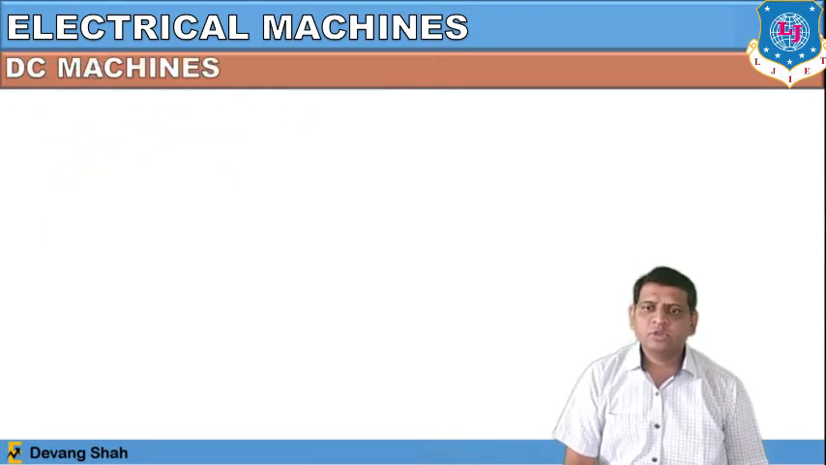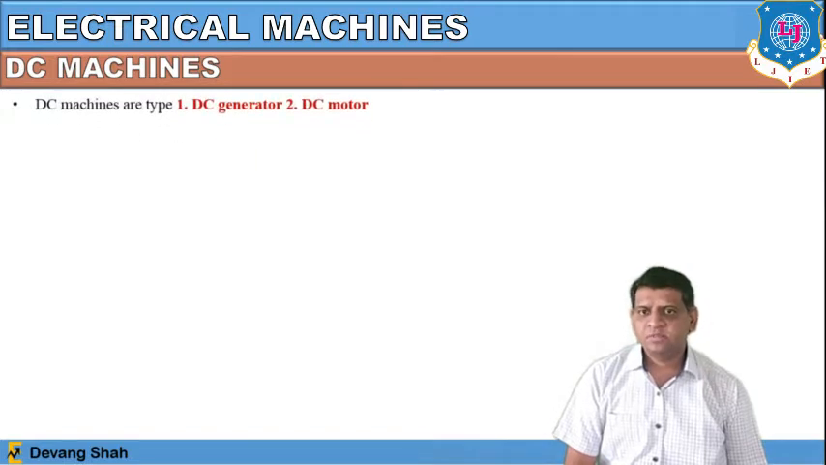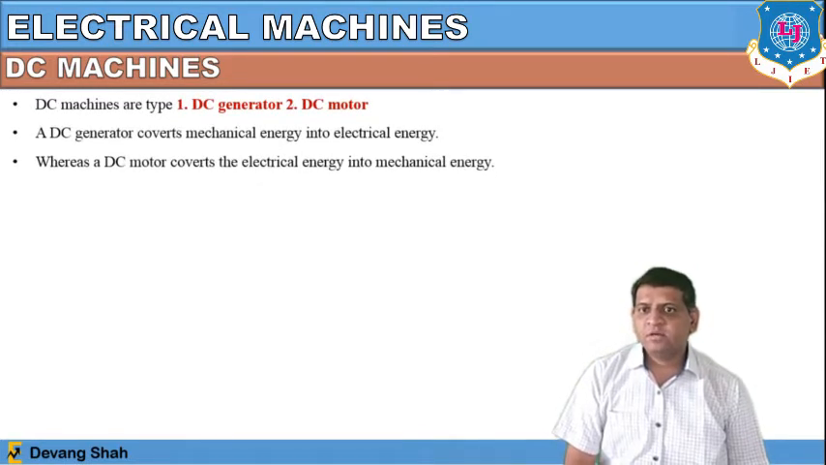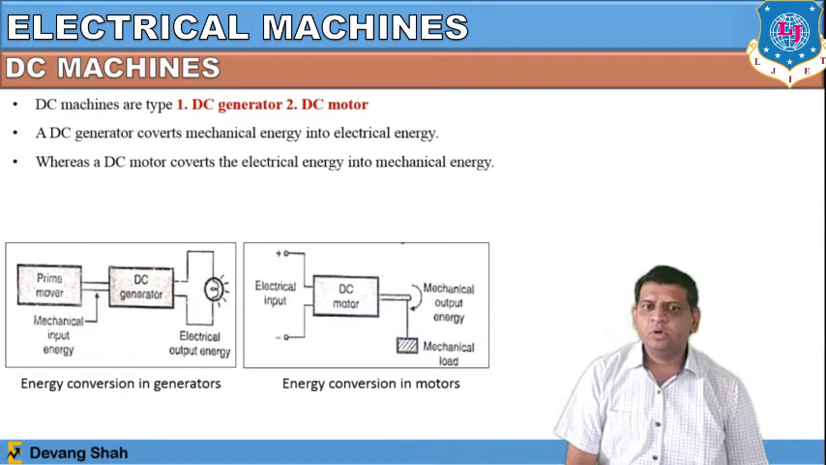So first, what are DC machines and how do they look? There are two types of DC machines we are going to discuss. One is the DC generator and the other is the DC motor. The DC generator converts mechanical energy into electrical energy.